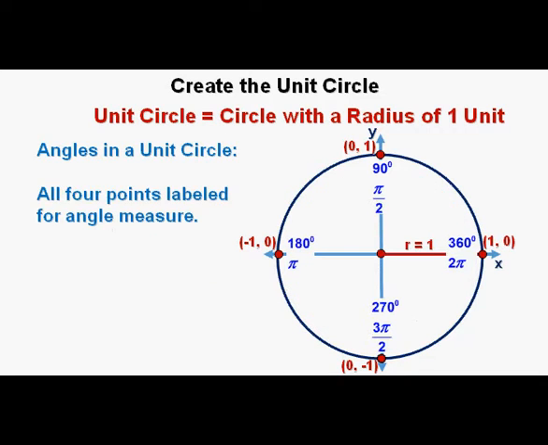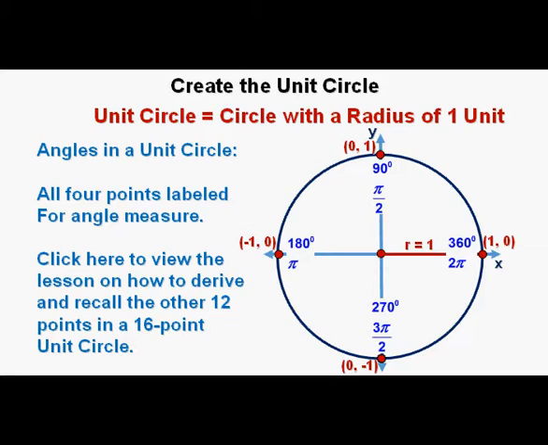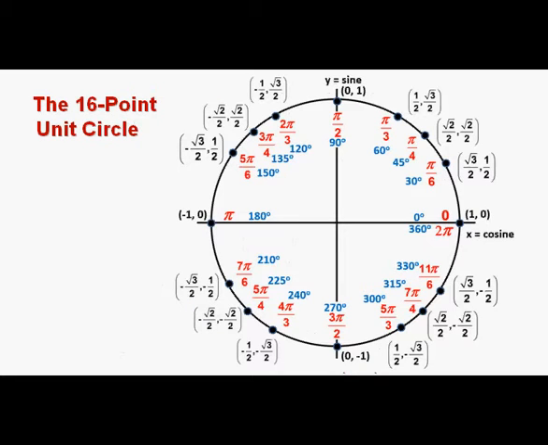And here are all the 4 points labeled as to their angle measure both in degrees and in radians. These are 4 of the 16 points in a 16-point unit circle. To see how to get the other 12 points and for assistance on how to remember what all these points are, I invite the viewer to click on the link to the video on the right side of the screen here. And if you don't want to go to that other video that really explains where all these points on the 16-point unit circle come from, here's the completed 16-point unit circle.